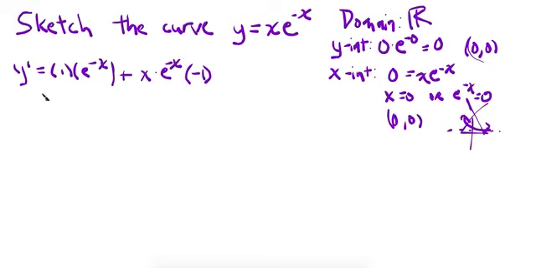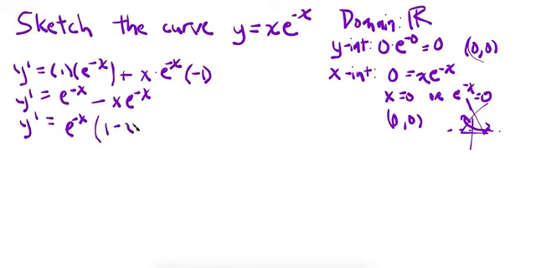Alright, let's clean that up a little bit. This ends up being e to the negative x. I'm going to put this negative in front here and call this minus x e to the negative x. And there's our derivative. We can actually factor this, which will make things later a little bit easier. Take out the e to the negative x, and this becomes 1 minus x. Okay, so there's our derivative.